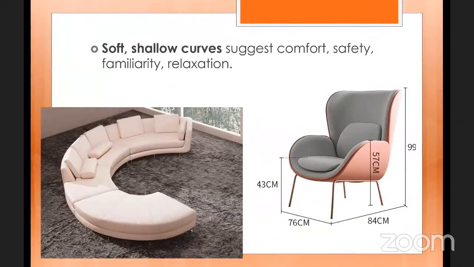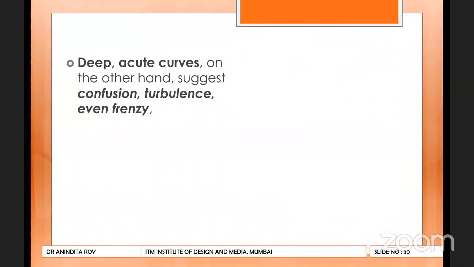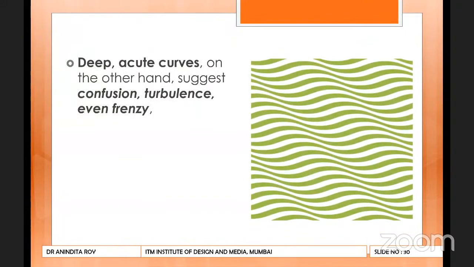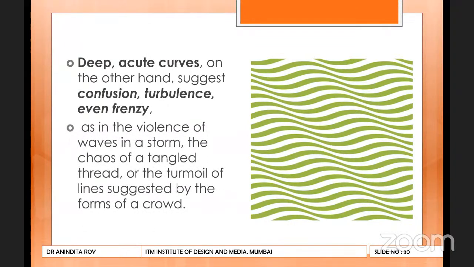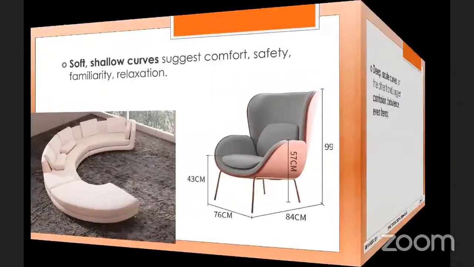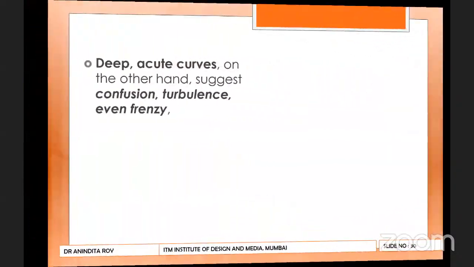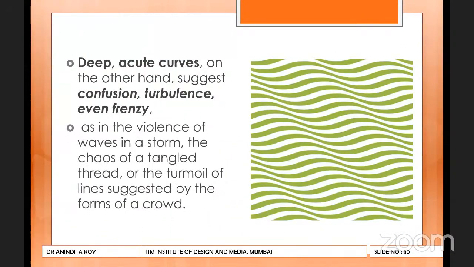And then we have deep, acute curves. So deep, acute curves: confusion, turbulence, frenzy, like the violence of a storm, maybe a tangled thread, or maybe the turmoil of a crowd. So those are turbulent suggestions. So we have soft shallow curves and we have deep acute curves. So two types of curves.